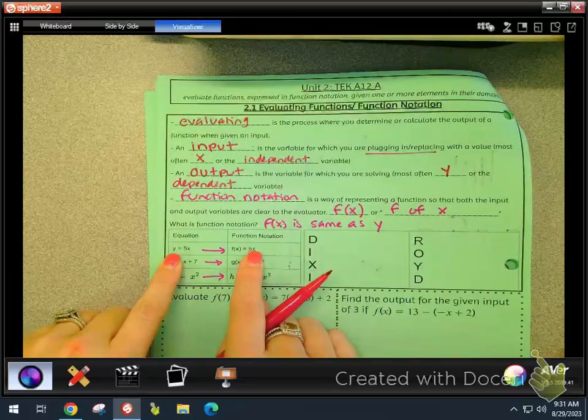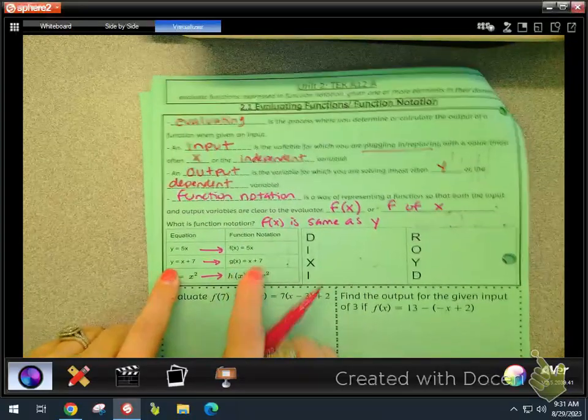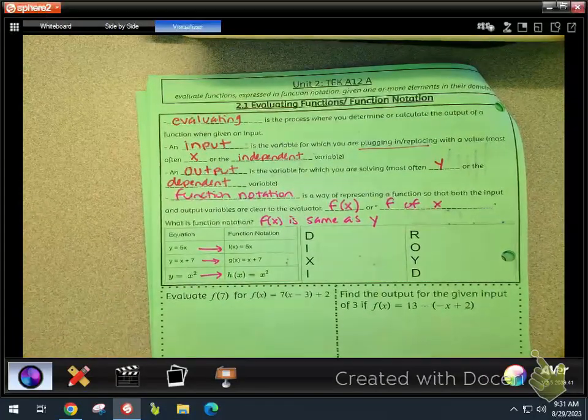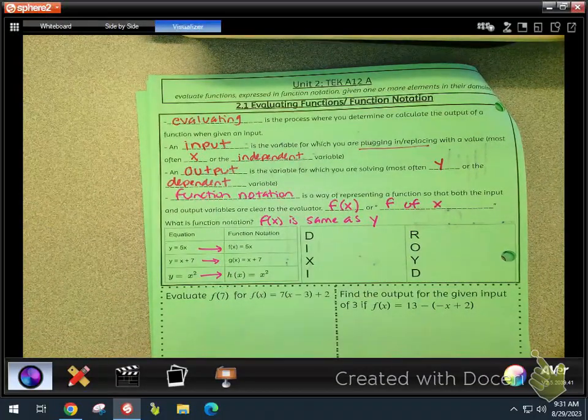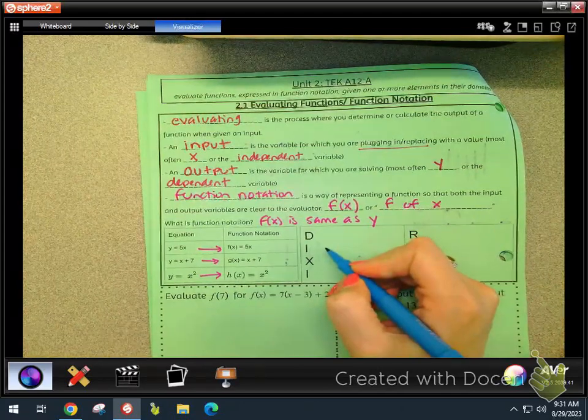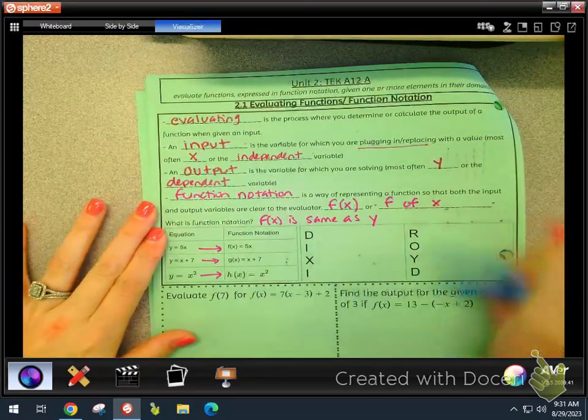F of x equals 5x. G of x equals x plus 7. H of x. The different letters on the outside, they're just different names because they're different guys. But we're all good here. Okay? Before we get into some examples, here's a little thing to help you remember which one goes with which. And this will really help in the next couple lessons as well, is Dixie-Royd.